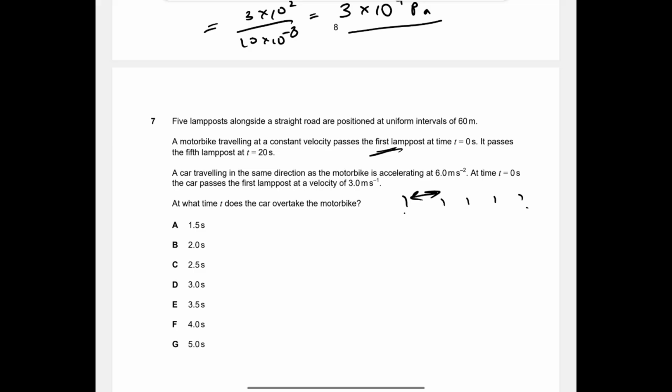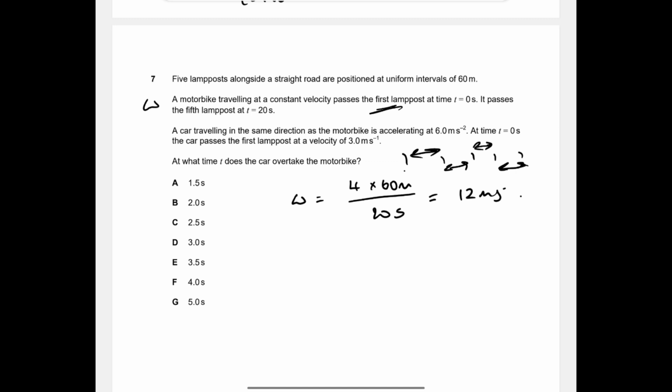So let's call the motorbike's velocity W. So W equals 5 times 60 meters over, no, sorry, I just made a mistake, there are 4 intervals here. So mark that one. There are 4 intervals between these 5 lampposts. So 4 times 60 over 20, which is going to be 12 meters per second.